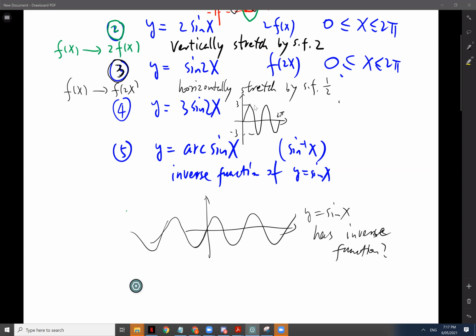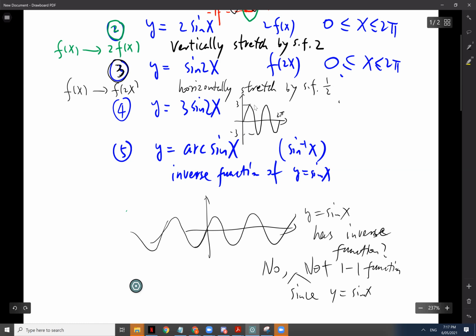Why? Because after you inverse, it is not a function. The reason is it's not a one-to-one function. Only for a one-to-one function, there is an inverse function. But you can always say there is an inverse relation, okay? But not an inverse function. The reason we just say it's not a one-to-one function.